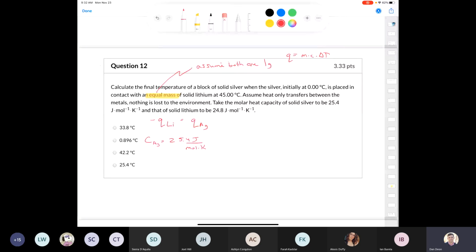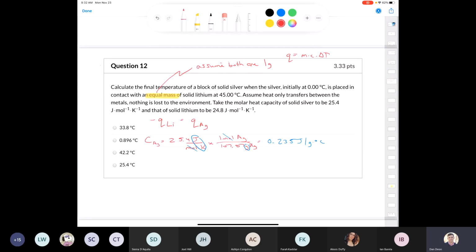Silver 25. I'm getting these mixed up, 25.4 and 24.8. Okay, I have the right one here, just double checking. Okay, and we know that 1 mole of silver, and this is just coming from the periodic table, has 107.87 grams of silver. There we go. So for the molar heat capacity of our silver, the moles cancel, and I end up with joules per gram Kelvin. So I end up with a specific heat capacity, which is going to be equal to 0.235 joules per gram degrees Celsius.